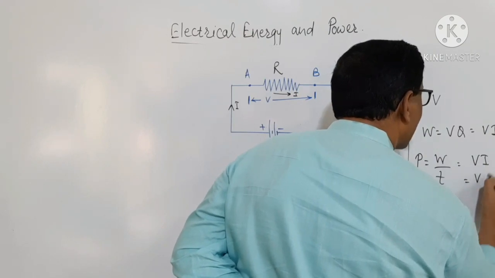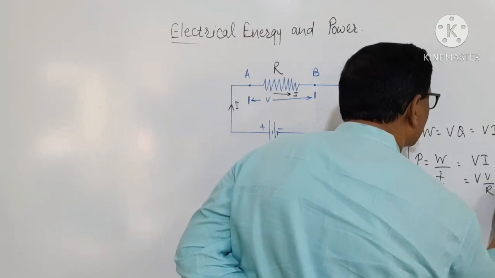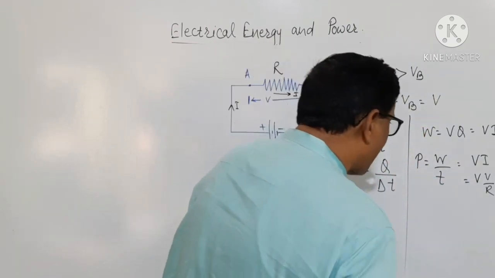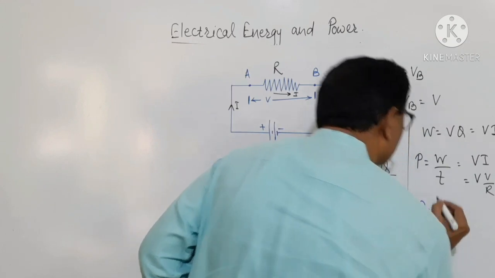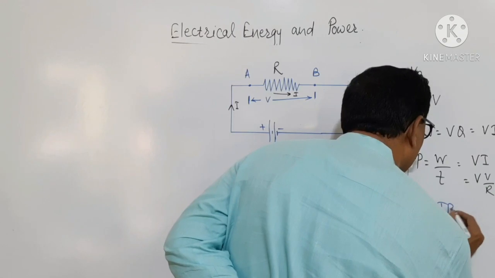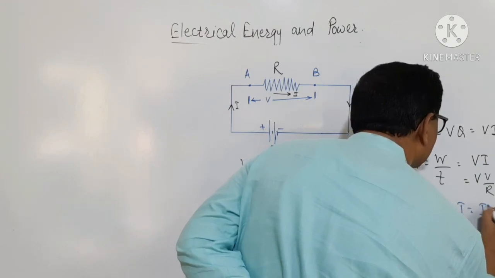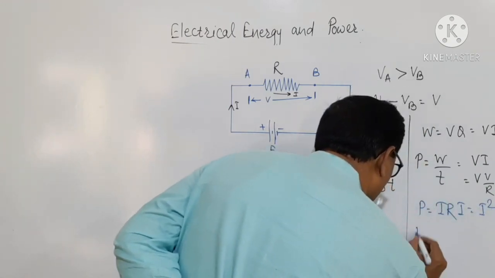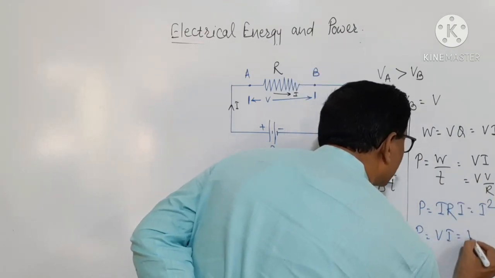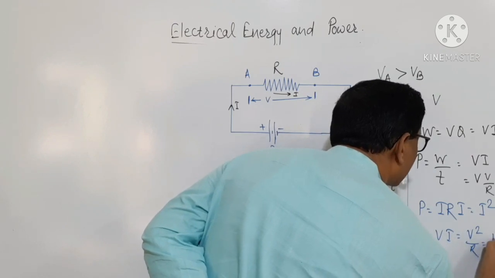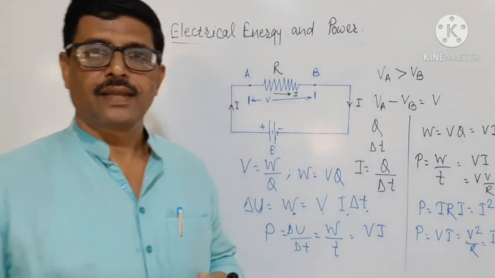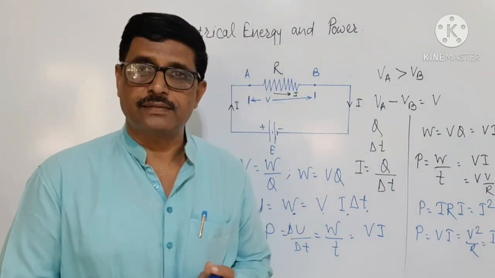But actually I is V by R. Therefore, it should be equal to V square by R, or I will write the same power in a different form as P, power, is equal to, if V, I can write it as I into R, I square R. Therefore, power can be represented in different ways, that is V into I, V square divided by R, or I square R. This is the power dissipated.